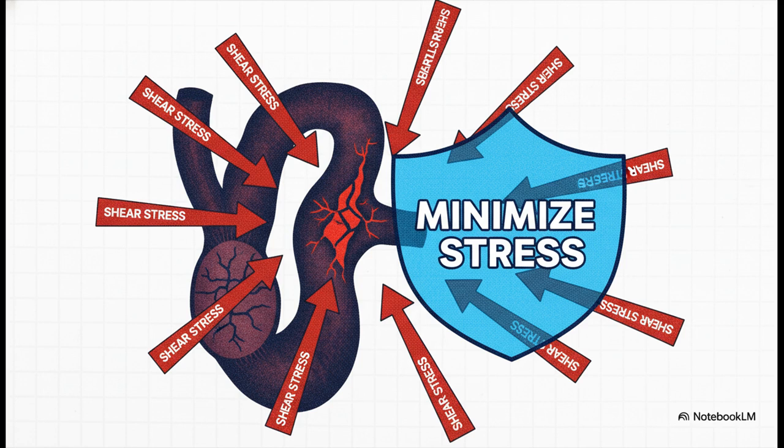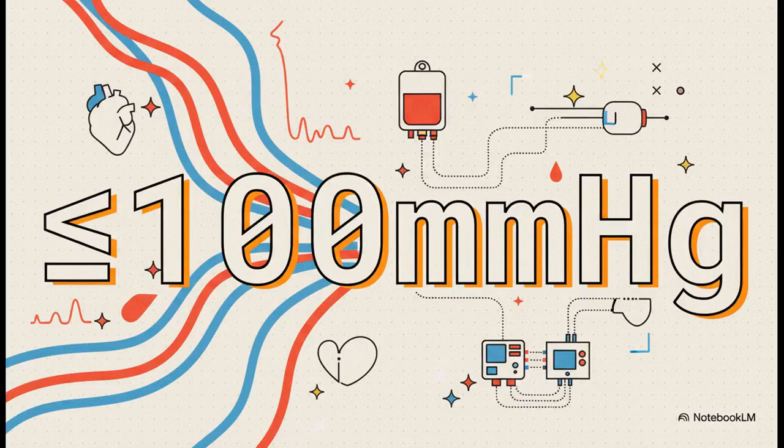And we do that by tightly controlling their hemodynamics. This is our absolute ceiling for systolic blood pressure. We have to walk this incredibly fine line, keeping the pressure low enough to prevent rupture, but just high enough to perfuse the brain and the kidneys. This is almost always achieved with carefully titrated infusions of vasodilators, like nitroprusside or nitroglycerin.